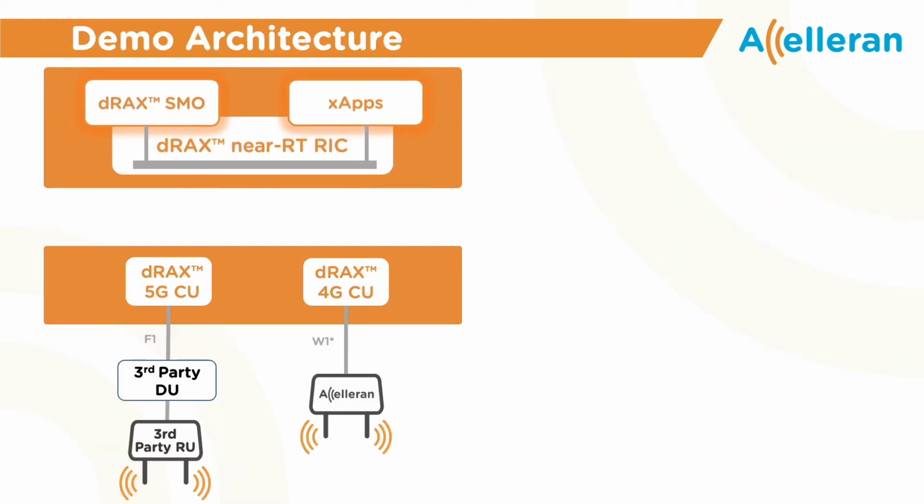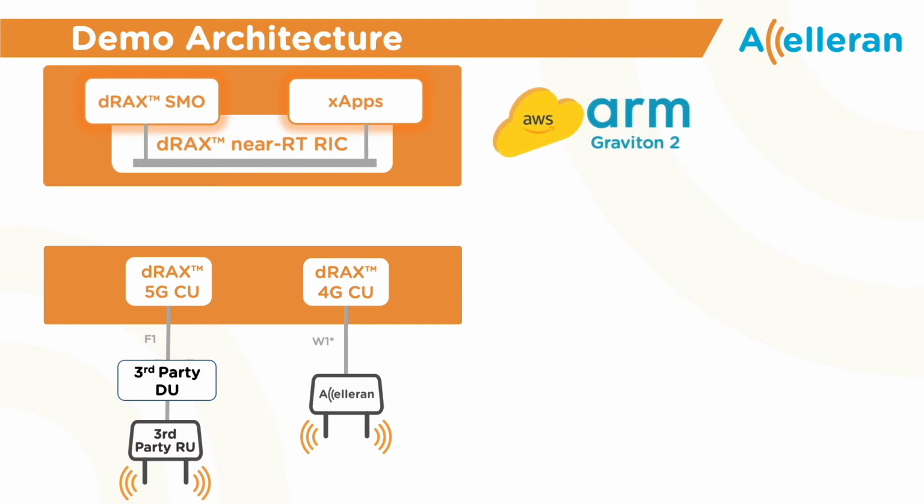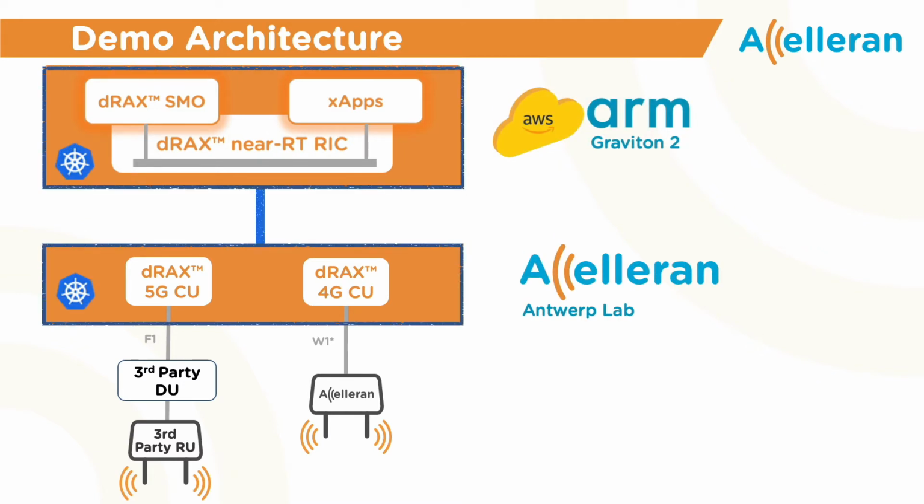For the demo, we have deployed our near real-time RIC on an ARM Graviton platform on AWS, while the 5G CU, the 4G CU, and the other RAN elements are deployed at Accelleran in our lab. The near real-time RIC and the CUs belong to the same Kubernetes cluster.